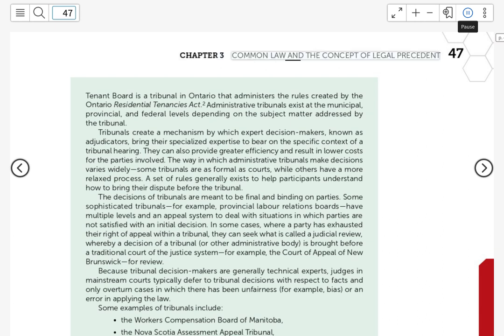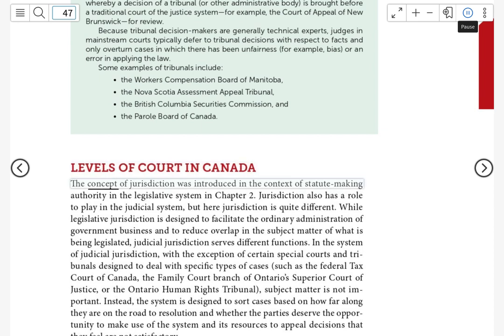Chapter 3 Common Law and the Concept of Legal Precedent. Levels of Court in Canada. The concept of jurisdiction was introduced in the context of statute-making authority in the legislative system in Chapter 2. Jurisdiction also has a role to play in the judicial system, but here jurisdiction is quite different. While legislative jurisdiction is designed to facilitate the ordinary administration of government business and to reduce overlap in the subject matter of what is being legislated, judicial jurisdiction serves different functions.